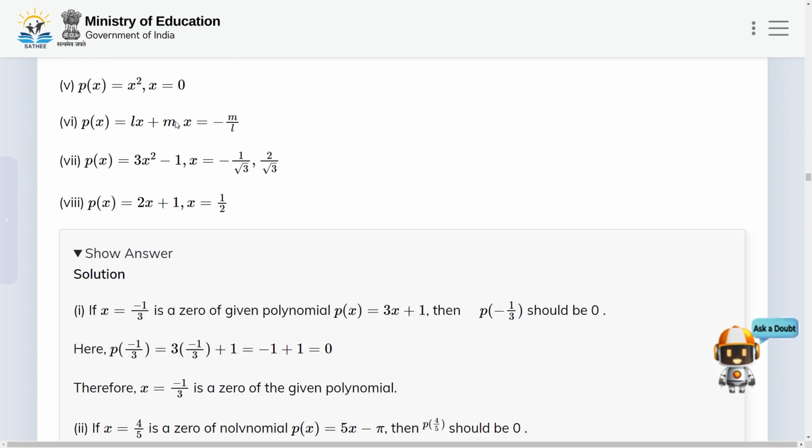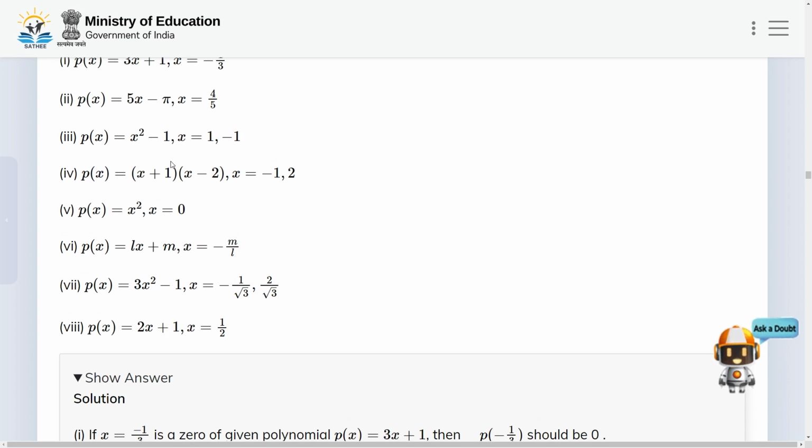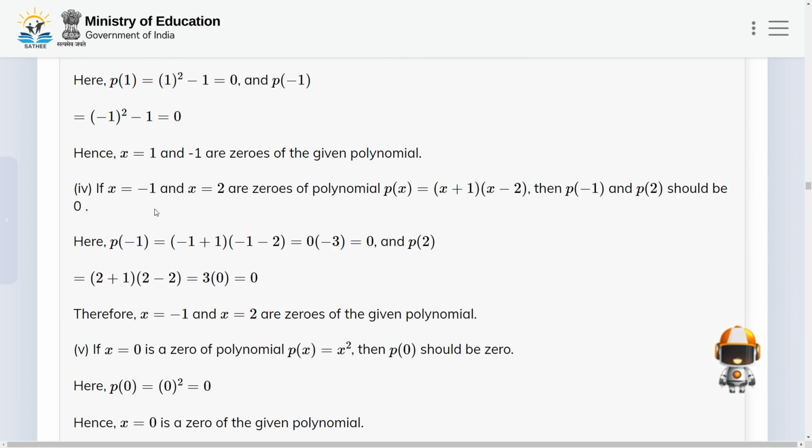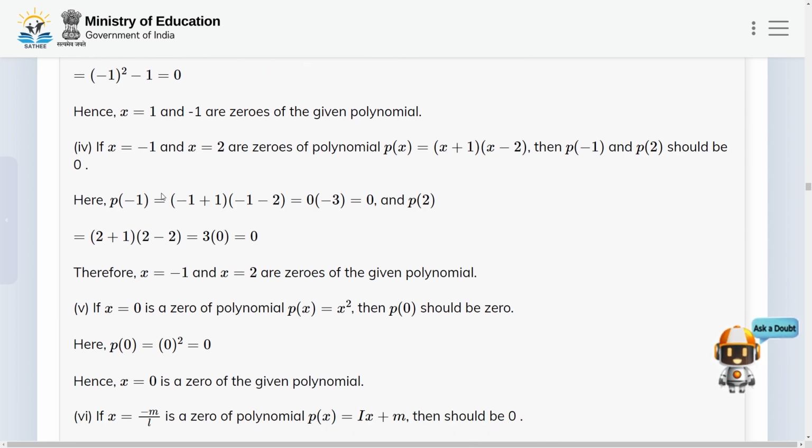So in the fourth one here we have p of x is equal to x plus 1 times x minus 2, and we need to check whether x equal to minus 1 and 2 are the zeros of the polynomial p of x is equal to x plus 1 times x minus 2. Okay, so let us check it. So in the fourth one, if x equal to minus 1 and x equal to 2 are zeros of the polynomial p of x is equal to x plus 1 times x minus 2, then p of minus 1 and p of 2 should be 0.